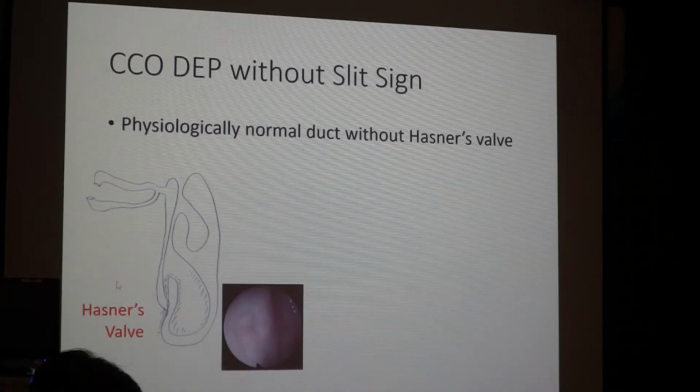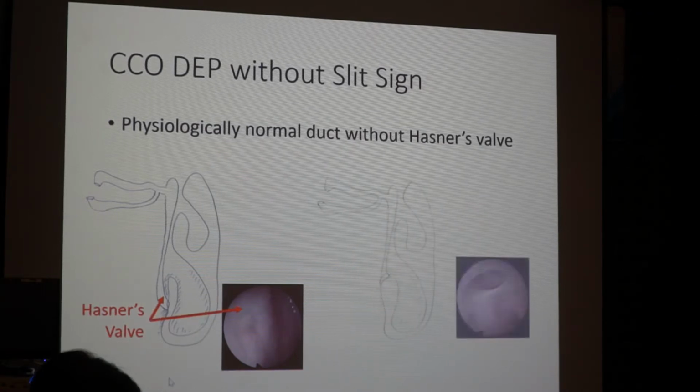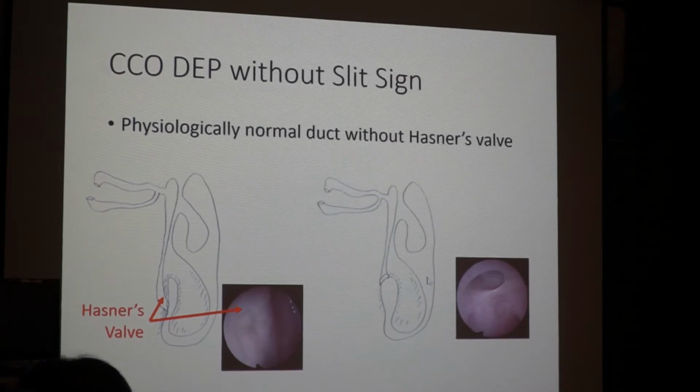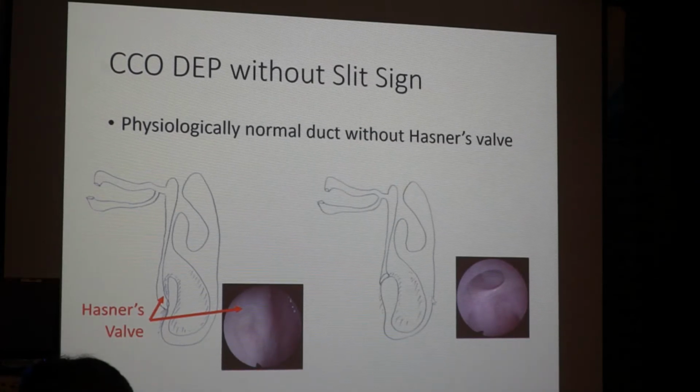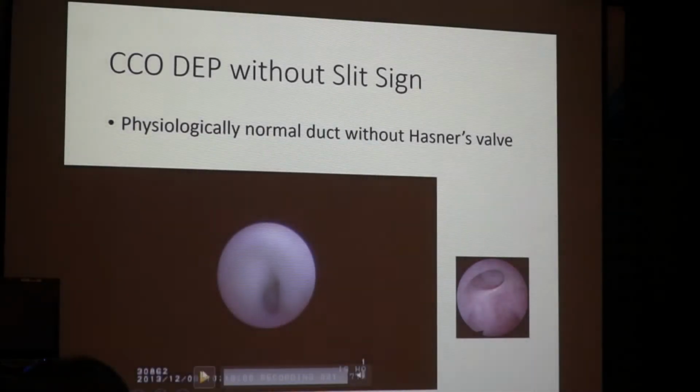Usually, the ostium of the duct has Hasner's valve like this. But sometimes a patient doesn't have Hasner's valve at the ostium, just like a hole like this. In this condition, air comes from the nasal cavity to the duct and goes up to the lacrimal sac, and as a result, we cannot see the slit sign. This is an example.